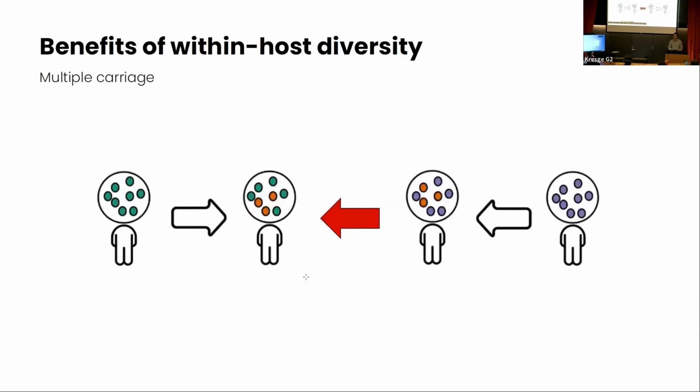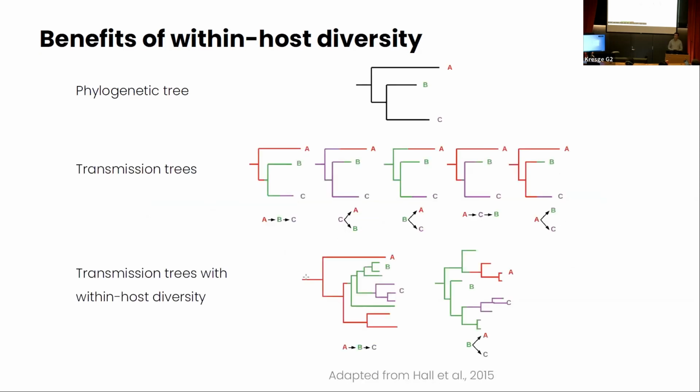The first one's kind of obvious, and we've already covered it a little bit. But if you have people colonized with multiple lineages, if you only take a representative genome, so in this example, if we only took the purple lineage in the right-hand person and the green lineage in the left-hand person, we might miss the transmission of the orange lineage. The second, probably more interesting benefit of using within host diversity is it can help us to get an idea of the direction of transmission.